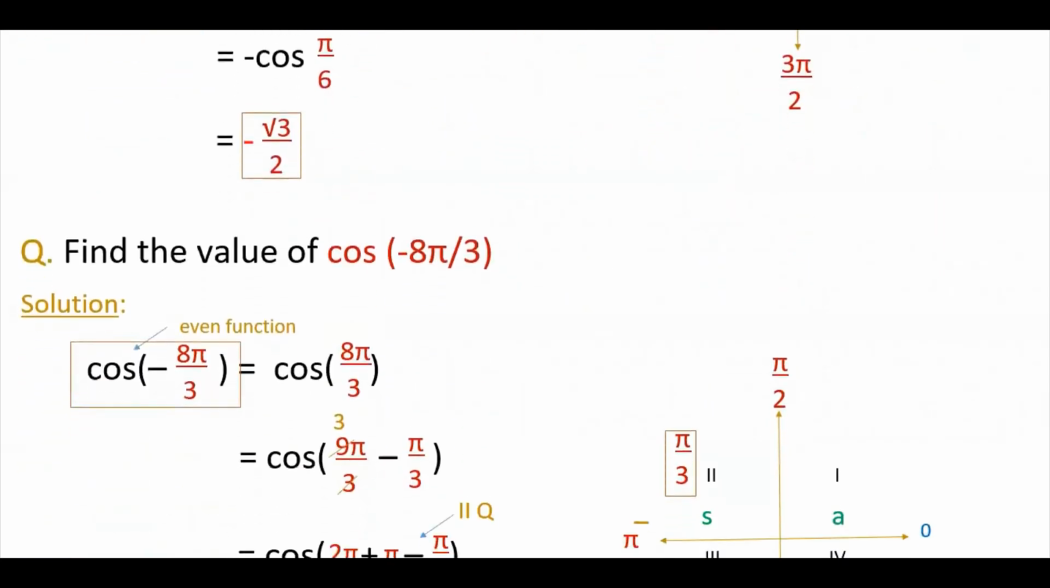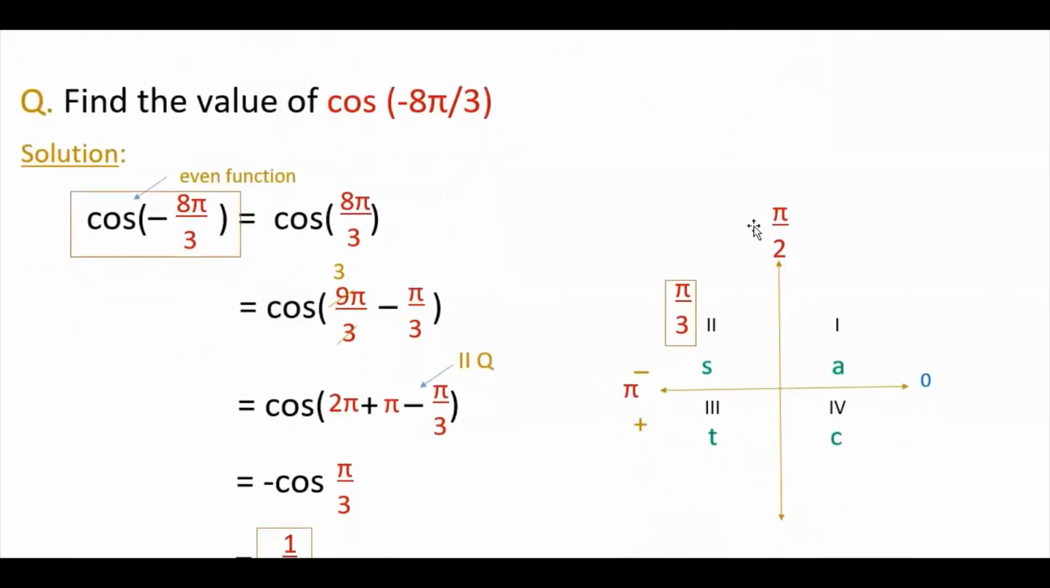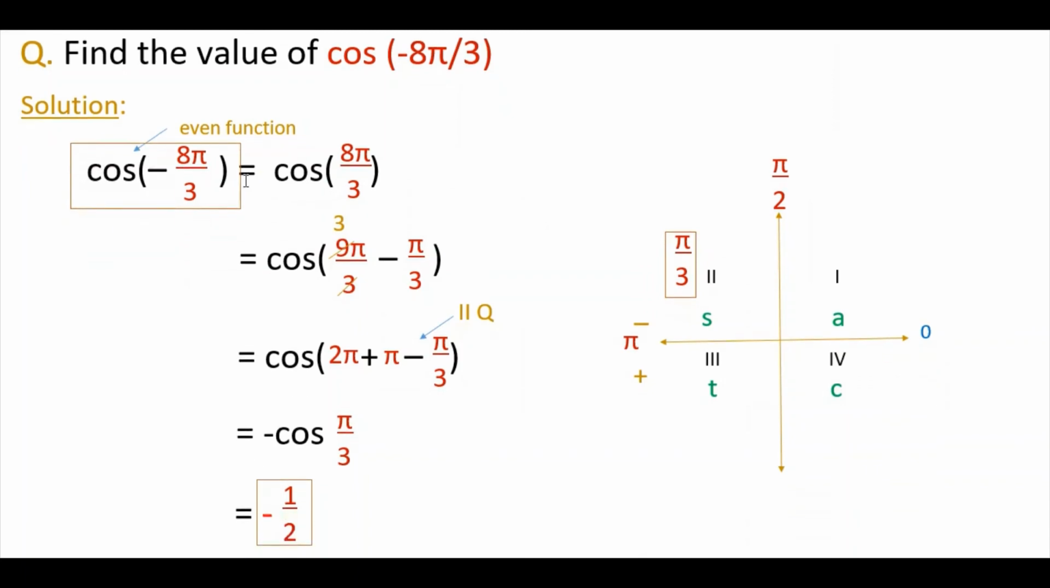This is also a similar type of question but with a negative angle, negative sign. So find the value of cos(-8π/3). First check it is negative, so you have to check whether it is an even function or an odd function. Yes, it is an even function. Cos and secant are even functions. So cos(-x) is equal to cos x. So cos(-8π/3) is equal to cos(8π/3).